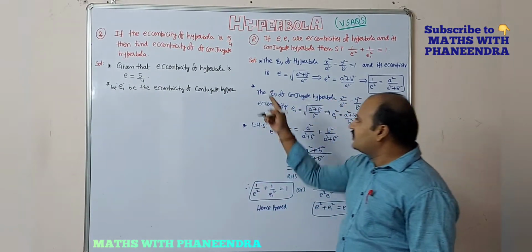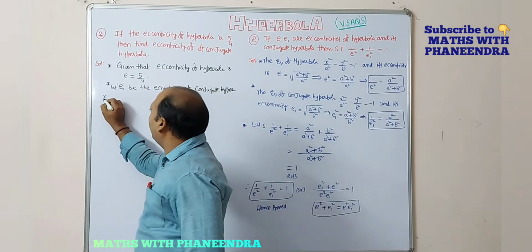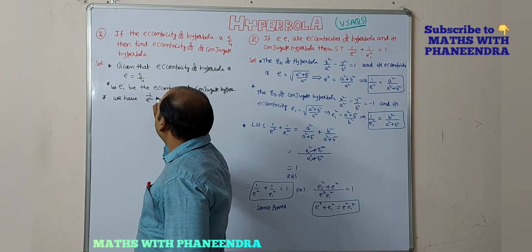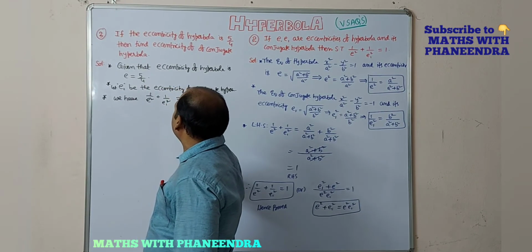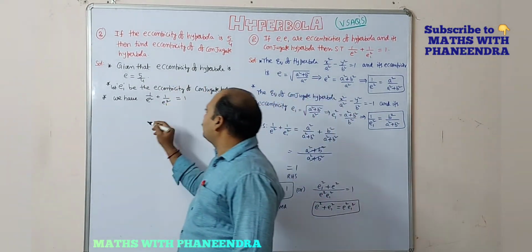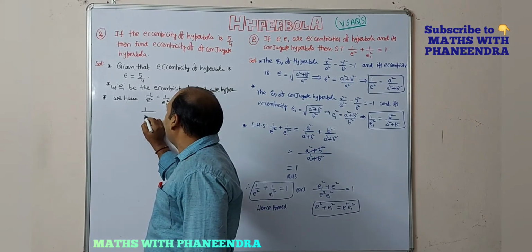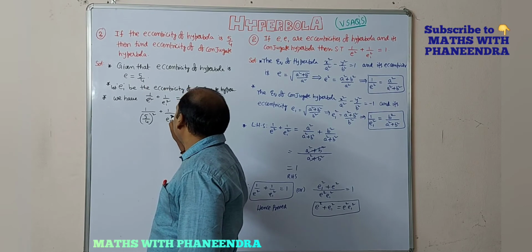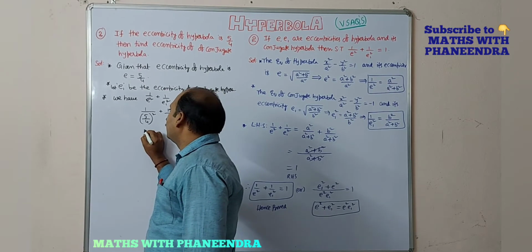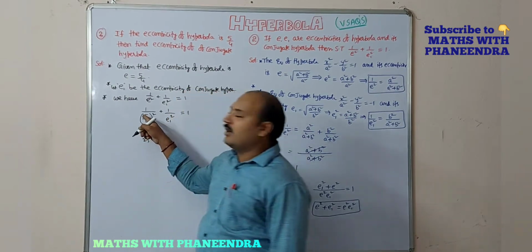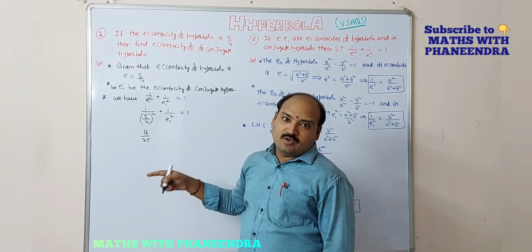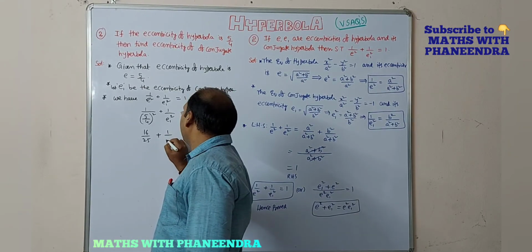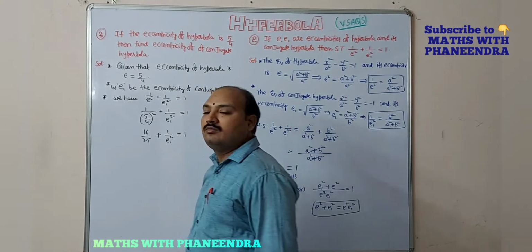So we know the relation between E and E1: 1 by E square plus 1 by E1 square is equal to 1. Substitute the E value here: 1 by 5 by 4 whole square plus 1 by E1 square is equal to 1. So 1 by 25 by 16 is 16 by 25. 16 by 25 plus 1 by E1 square is equal to 1.